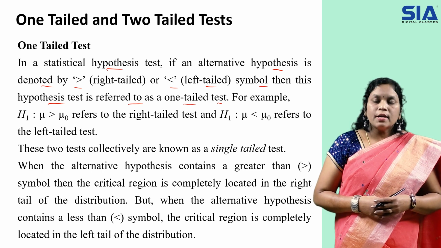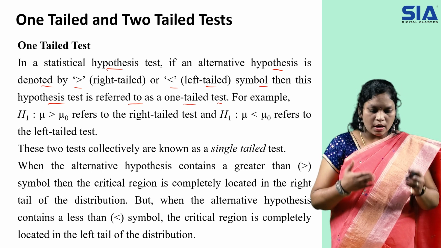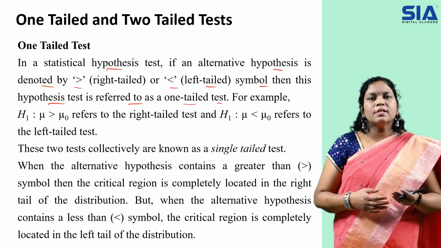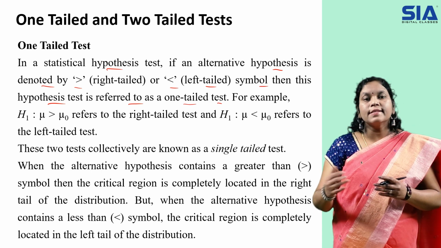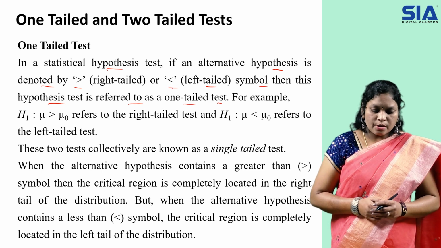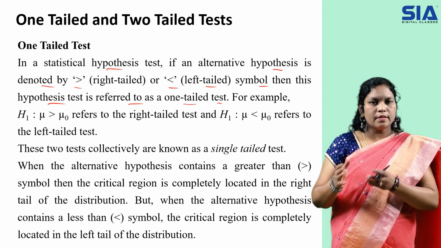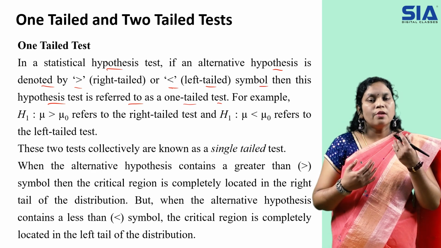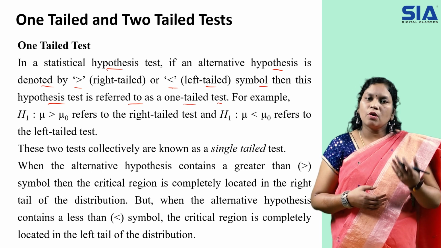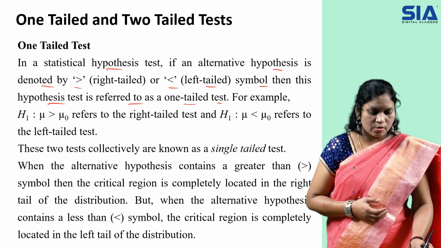Whenever in the alternative hypothesis you get a greater than symbol, we'll call it a right tail test. If we get less than, we'll call it a left tail test. Because it is only one side, either on the left side we'll plot or on the right side we'll plot, we'll call it a one tail test. Only one side it will be, right? So let us check an example also.